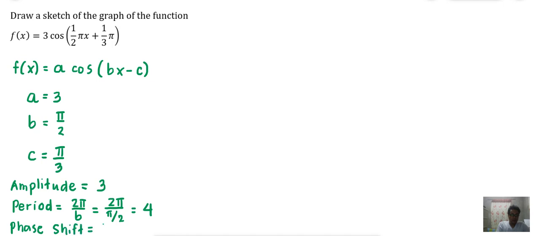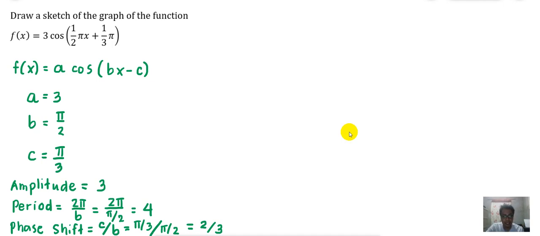And then the phase shift, okay, the phase shift is C over B. Okay, so C over B is pi over 3 divided by pi over 2. So this one is equal to, what is that? Pi over 3 divided by pi over 2 is 2/3. Okay, so 2 over 3 is our phase shift. So how do we graph? We know the amplitude, the period, and the phase shift. How do we graph this in the Cartesian plane?